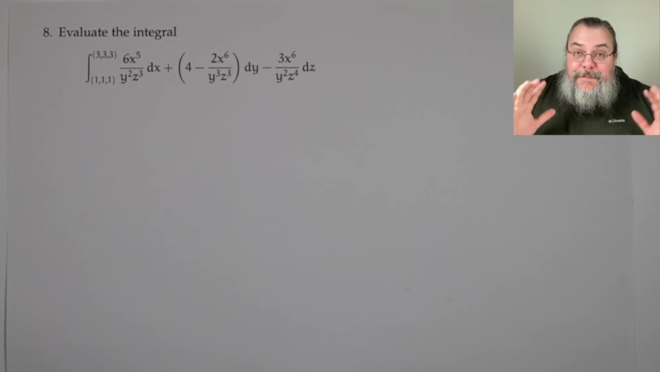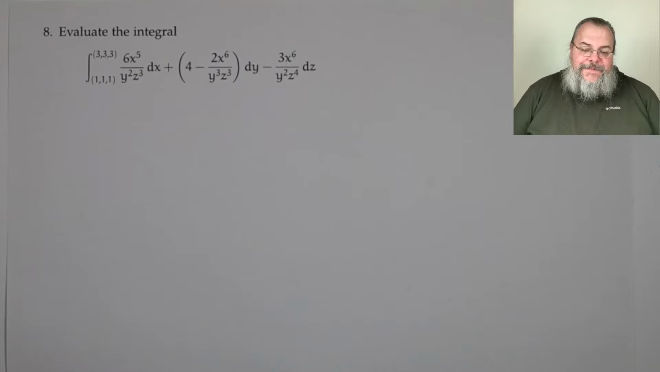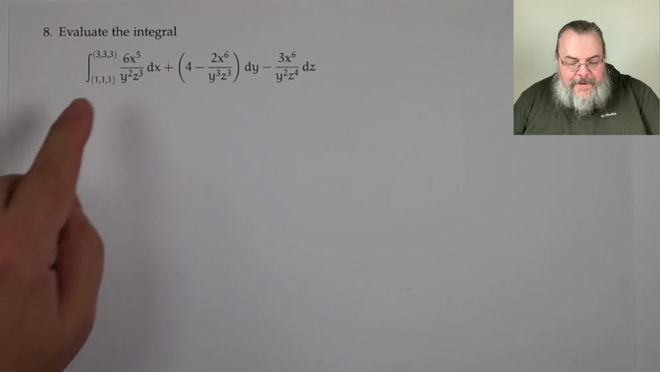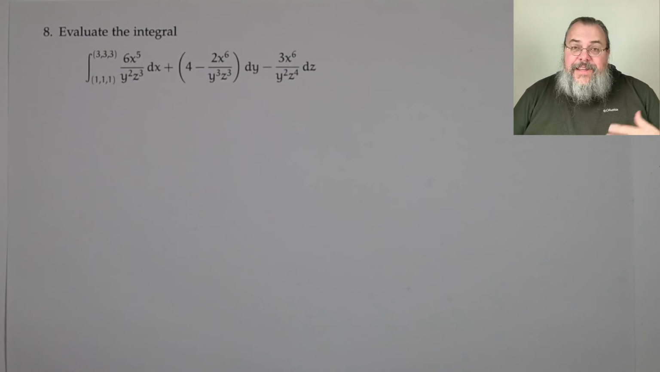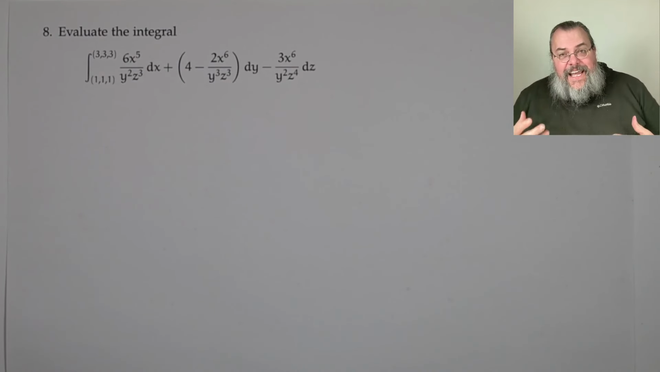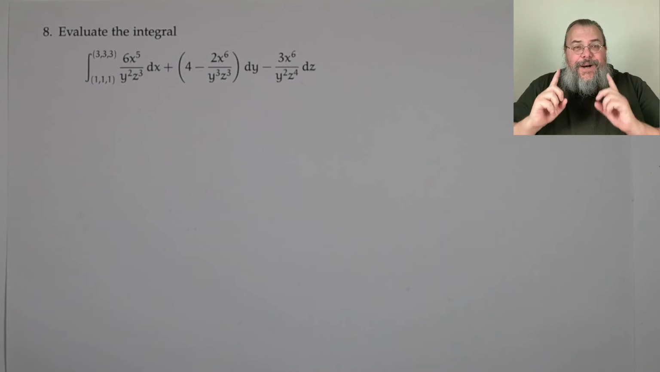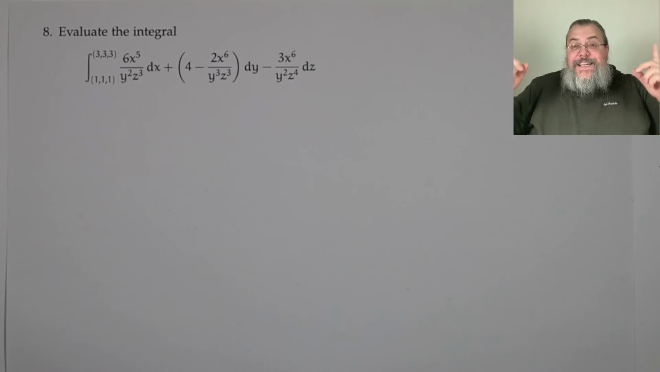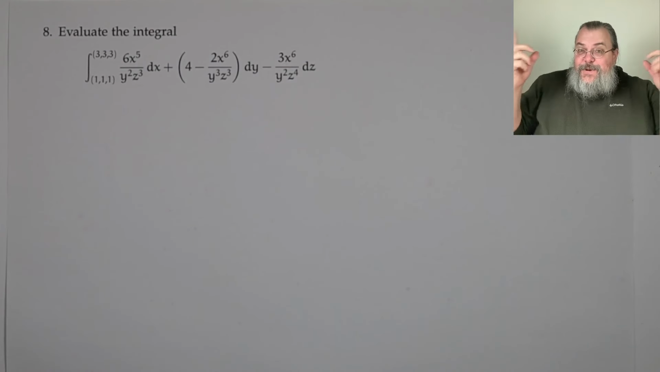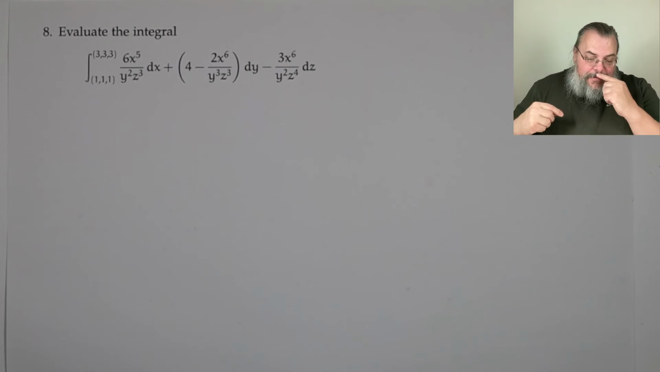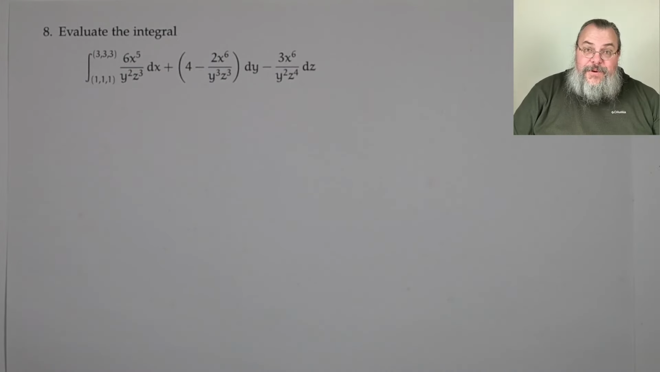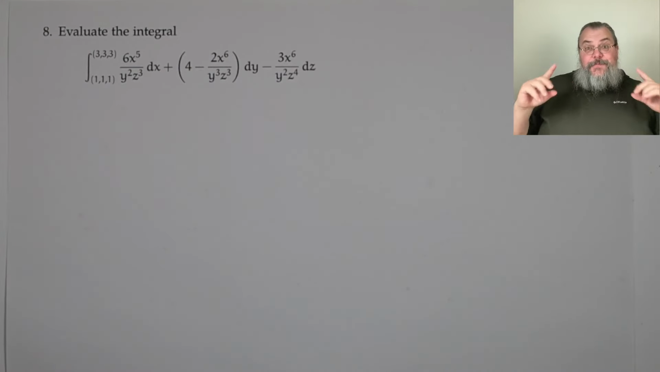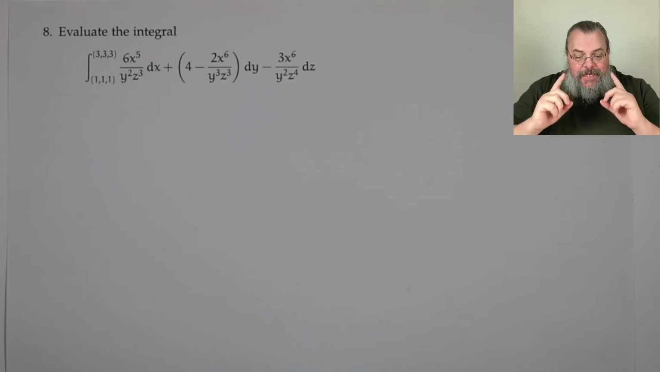All right, number 8. Evaluate the integral. So we're going from 111 to 333. It says we're starting at a point and ending at a point, but pause for a second. Notice what it doesn't say, because what it doesn't say is almost as important as what it does say. It doesn't say how we're getting between the 2 points. Now that's going to become important here.